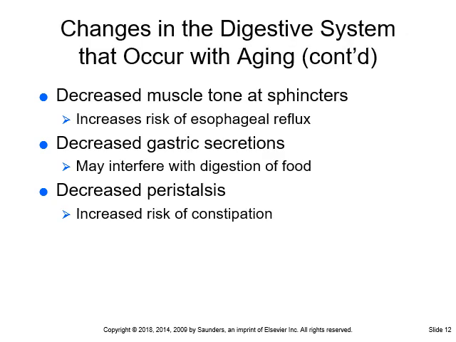Additional changes in the digestive system that occur with aging. There's a decrease of muscle tone at the sphincters, which also will result in a risk for esophageal reflux, also known as gastric esophageal reflux or GERD. There's a decrease in gastric secretions, which may interfere with digestion of food, and a decrease in peristalsis, which will result in an increased risk for constipation.